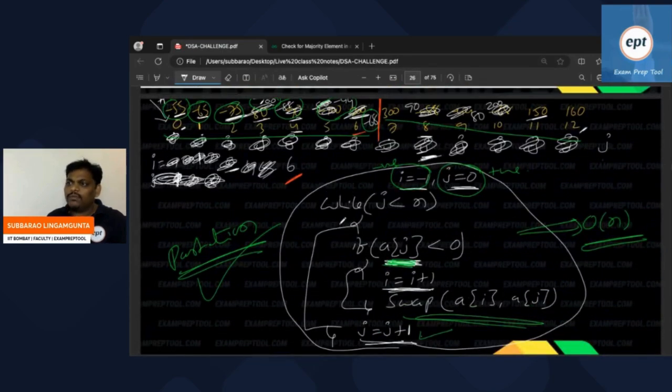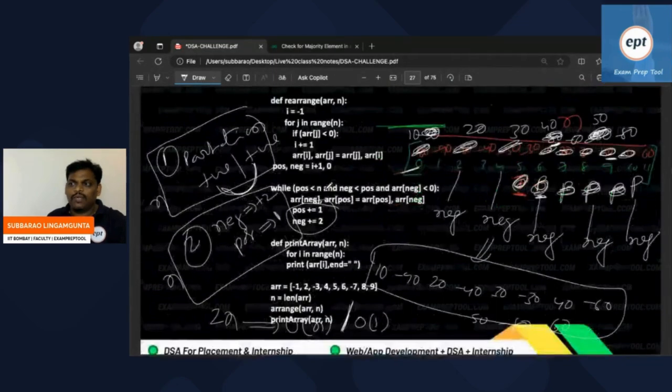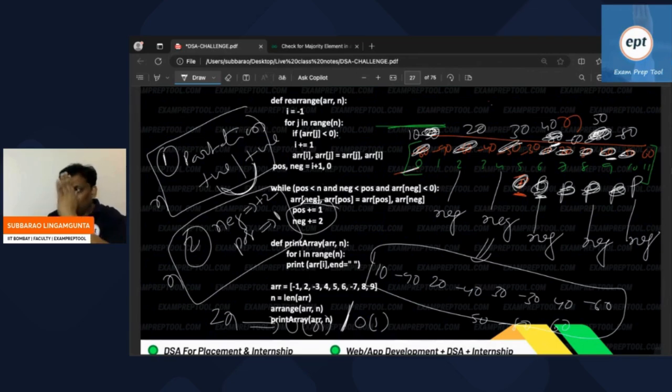Partition first. Partition algorithm also I have written. This is a partition algorithm. Next one, right, the positive person will be there. P will be there first to the positive place. Negative will be there first to the negative place. If a negative is at the positive place and a positive is at the negative place, swap them. Afterwards, negative will always increment by 2. Positive will always increment by 1. Do that until this condition fails.